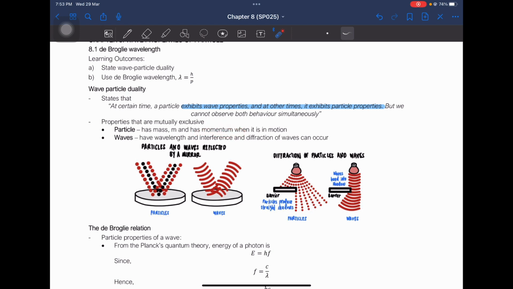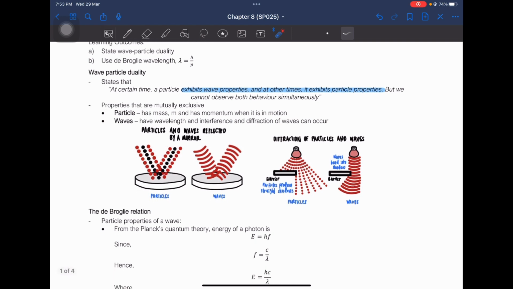So for waves, the properties are it has wavelength, and interference and diffraction of waves can occur. Those are the properties of waves. If we look at the particles and waves being reflected by a mirror, we can see that the particles would also be reflected in a way that it is still exactly the same as the original wave. The same goes for wave, it is the same.